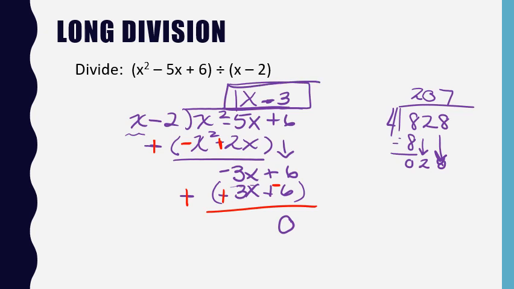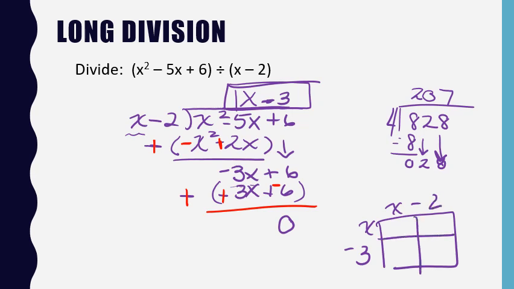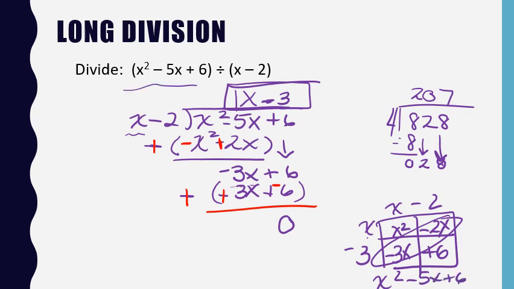Okay. Now, you can check if you wanted to by multiplying, right? Whether you use FOIL or the box. So x times x is x squared, negative 2x, in this box negative 3x, in this box positive 6. And if I combine my like terms, I get x squared minus 5x plus 6, which was what we started out with. So you know you're right. So there's a way you can check to see if you're right.